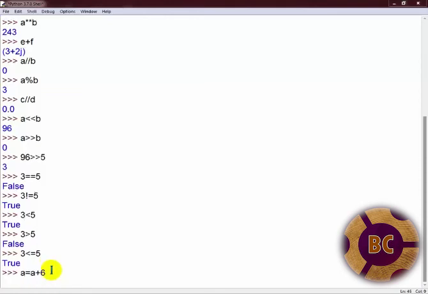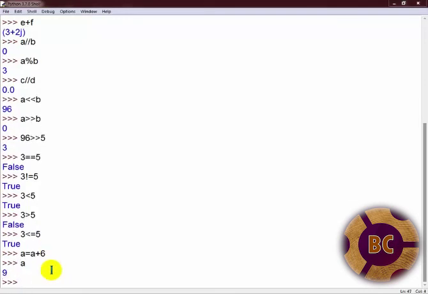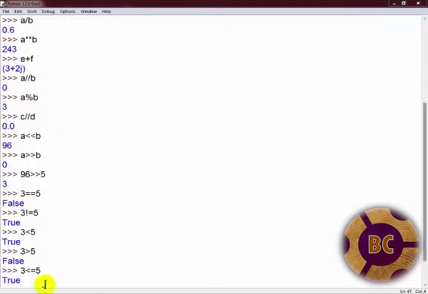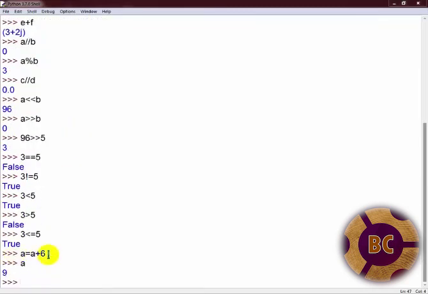The result will be 9, because the last value of A is 3. Look at this. A equal to 3. Here we told Python that the variable A will take a new value. The new value will equal the last value of A, which means 3 plus 6. Then A will take the new value. The new value is 9.